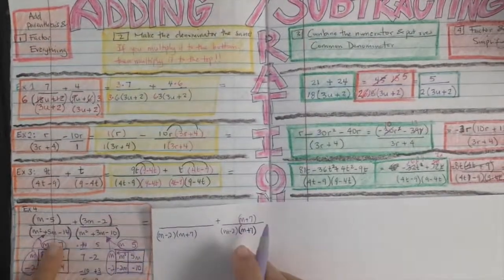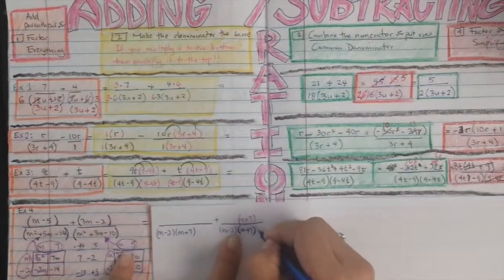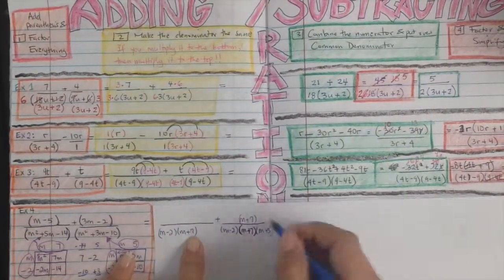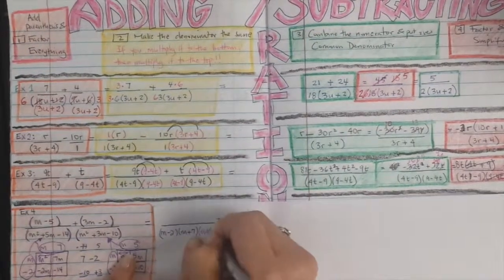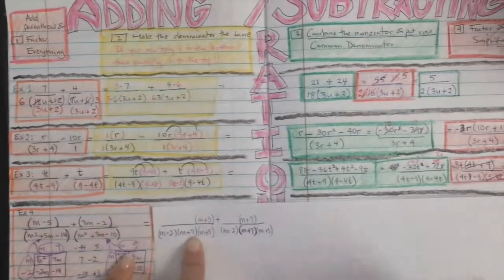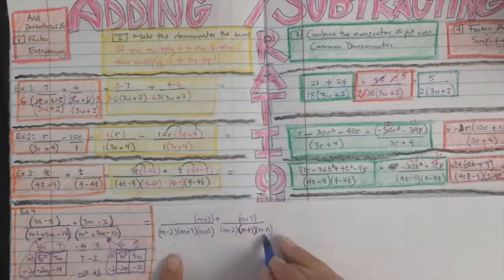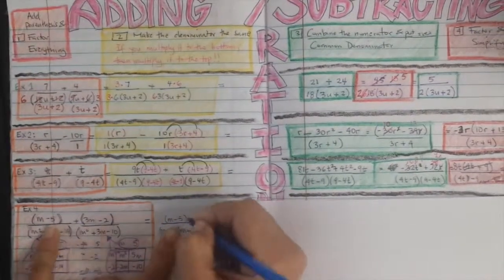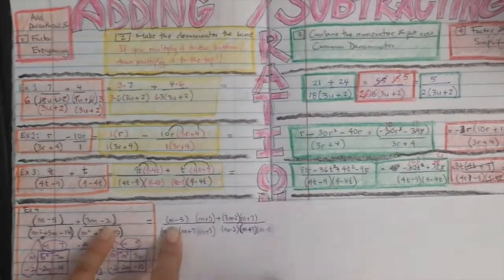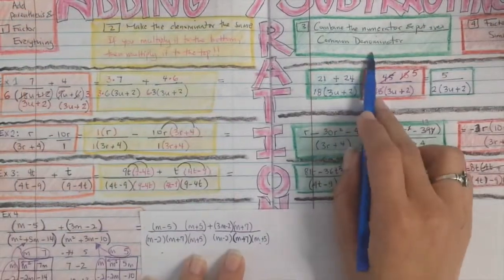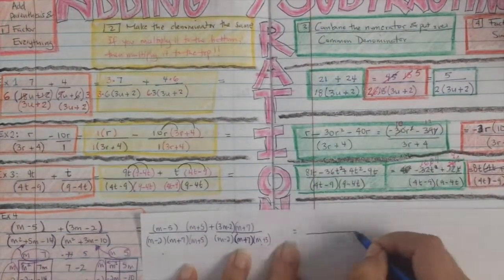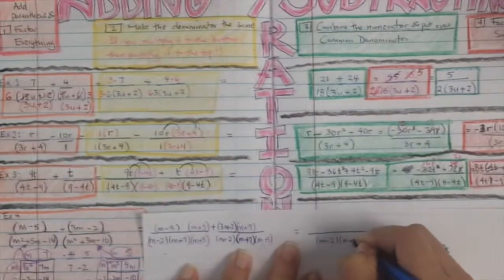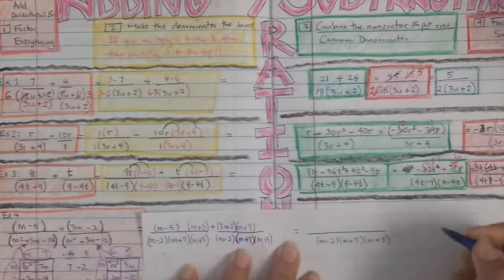So I'm going to put it on the top. Then on the second one I have m plus 5. So I'm going to add that to the first one. So when I multiply to the first one, remember I have to do it to the top as well. And then put the numerators of what they were. So m minus 5 on the first one, 3m minus 2 on the second one. Perfect. Alright, so now they have the same denominator. We're going to combine the numerator and put it over the common denominator.